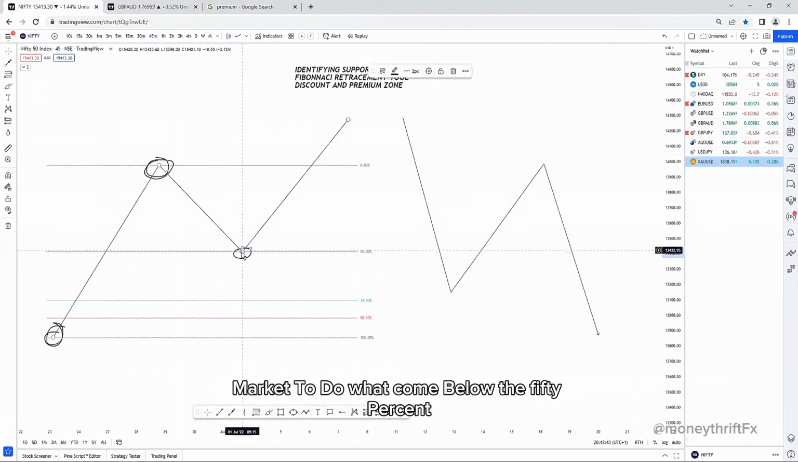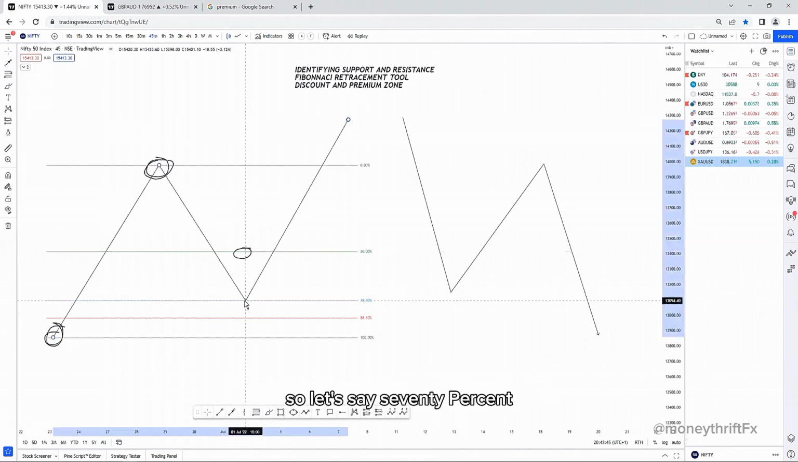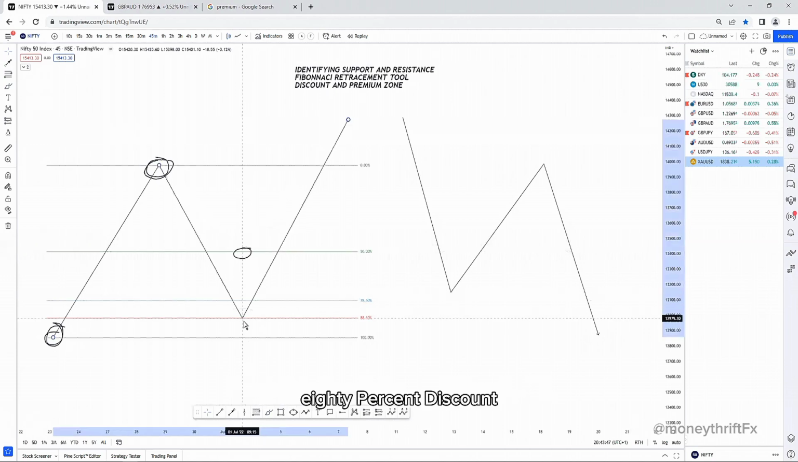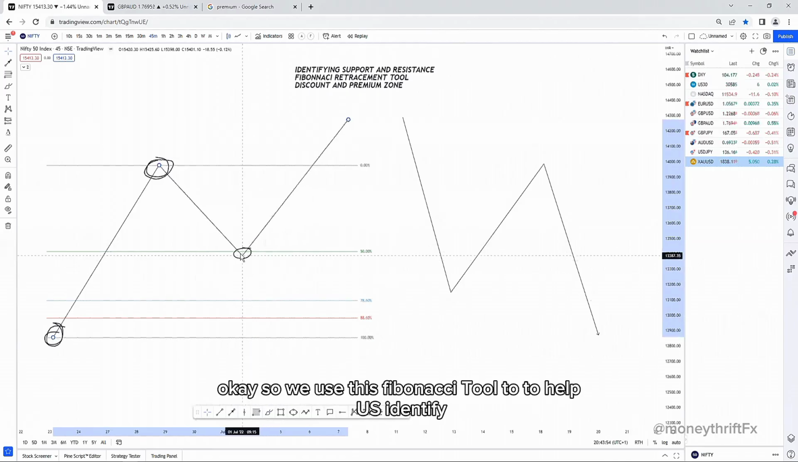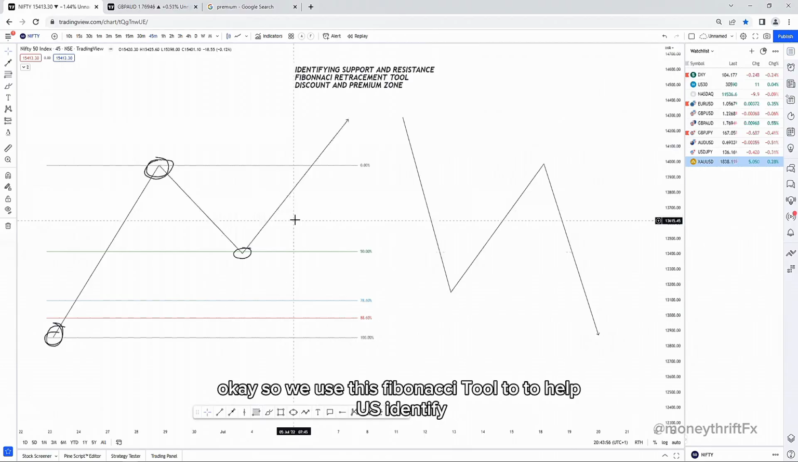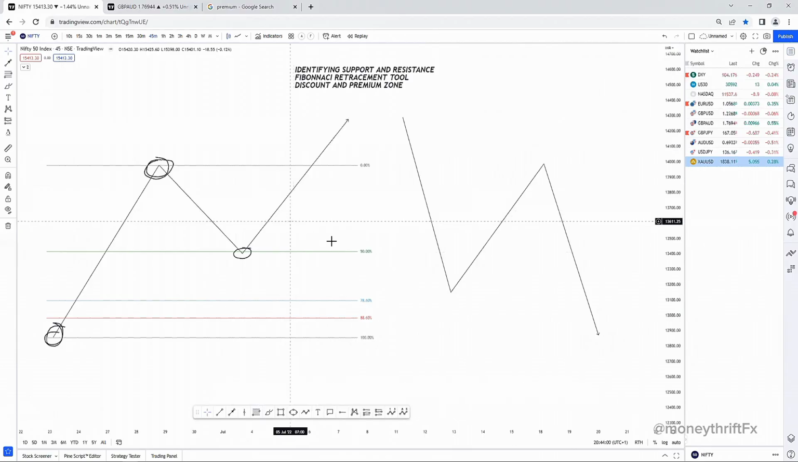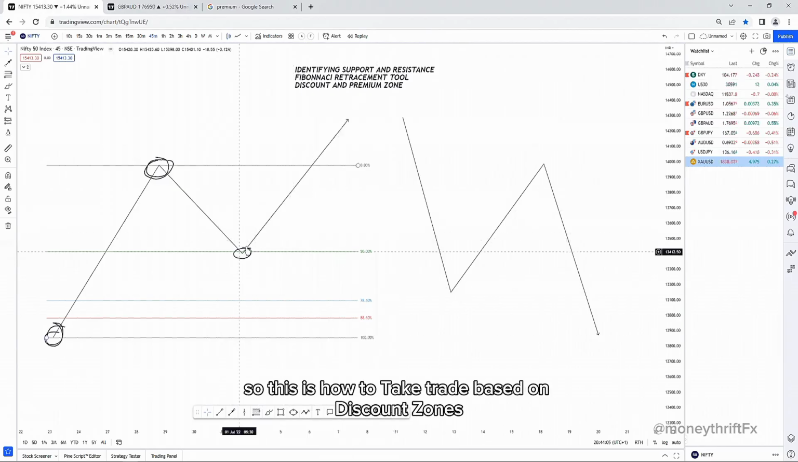Or you want the market to do what? Come below the 50%. So let's say 70%, 80% discount, or even possibly 100% discount. You can get that sometimes. Okay? So we use this Fib retracement tool to help us identify very good discount and premium zones in the forex market where we can seek to take trades. So this is how to take trades based on discount zones.